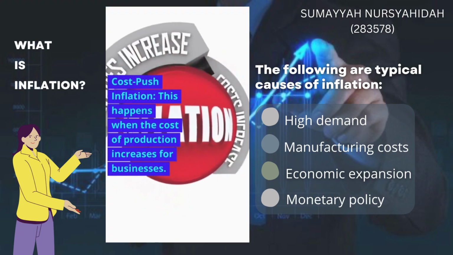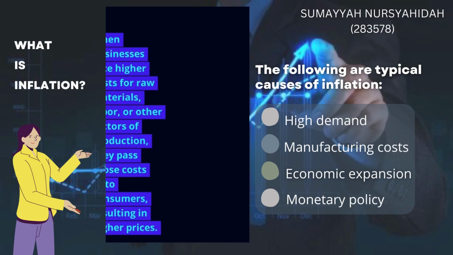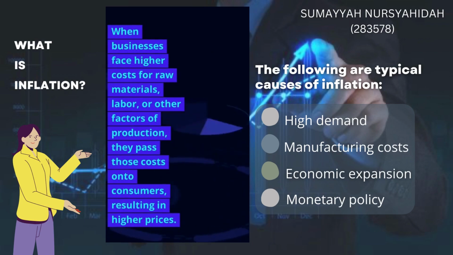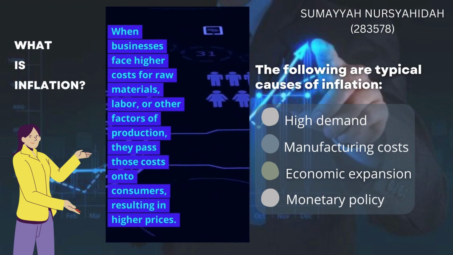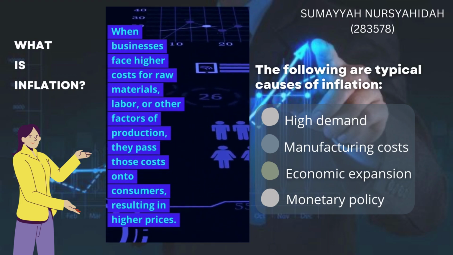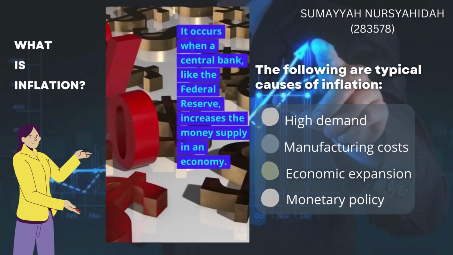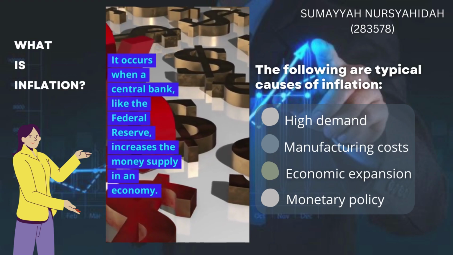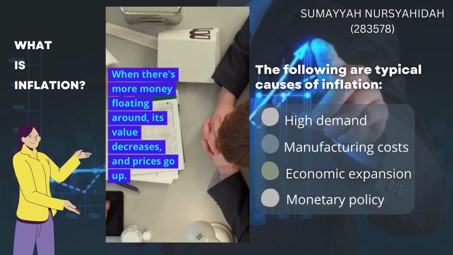Cost push inflation. This happens when the cost of production increases for businesses. When businesses face higher costs for raw materials, labor, or other factors of production, they pass those costs on to consumers, resulting in higher prices. Monetary inflation. This one is a biggie. It occurs when a central bank, like the Federal Reserve, increases the money supply in an economy. When there's more money floating around, its value decreases, and prices go up.